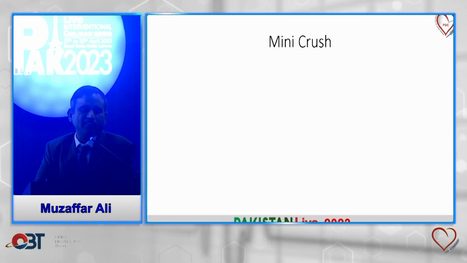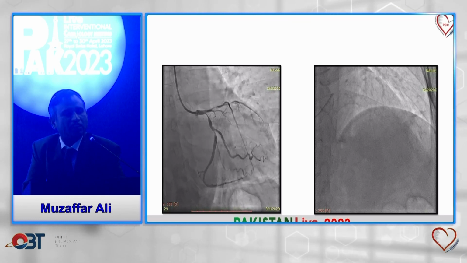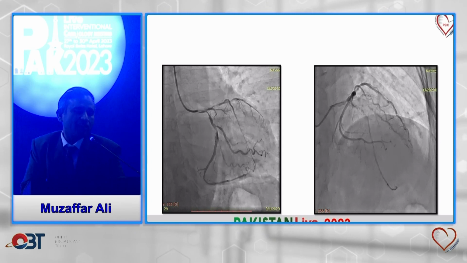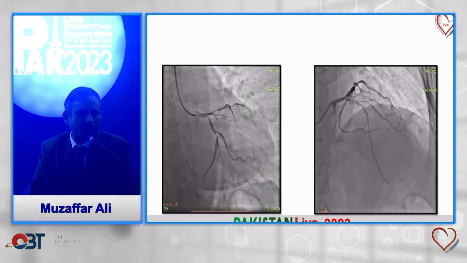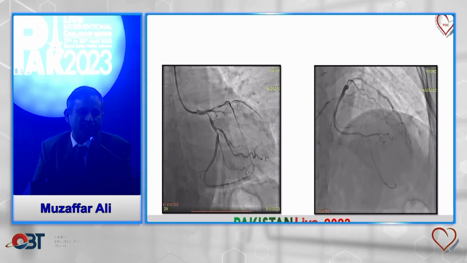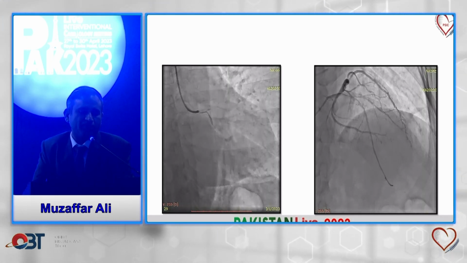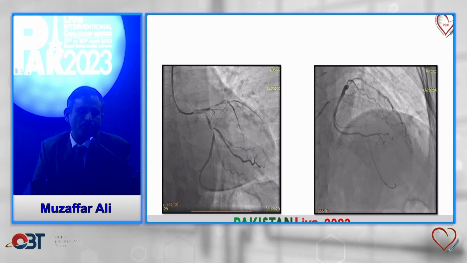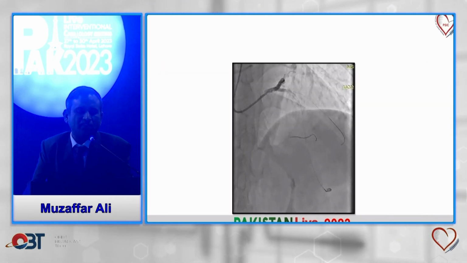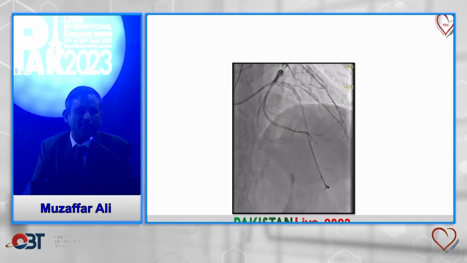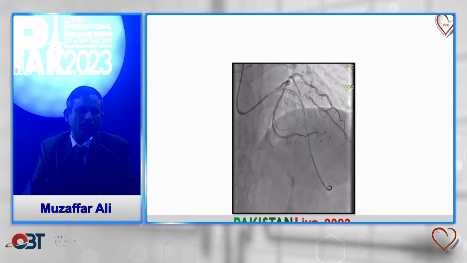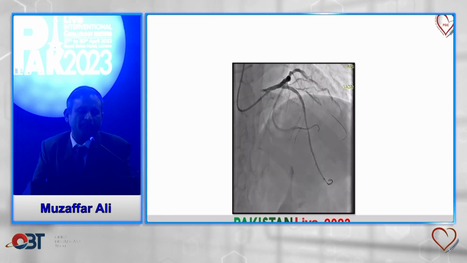So mini crush: another patient came to us who was having a left main equivalent situation and chest pain right after doing angiography. So we switched to mini crush, putting a stent from left main to circumflex and then LAD. This was the final kissing balloon inflation. There was also a lesion in the side branch diagonal, so we balloon it and flow was preserved. This is the final picture.